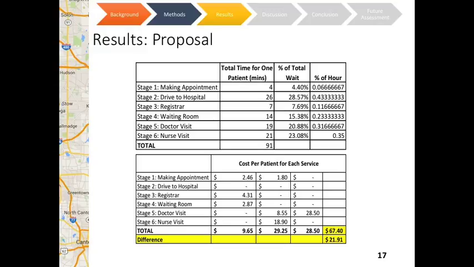By following this proposal, a hospital could save $21.91 per patient and could also save the patient 30 minutes of wait time throughout the beginning stages of making their appointment all the way through the end of the appointment when they're seeing the nurse or physician.